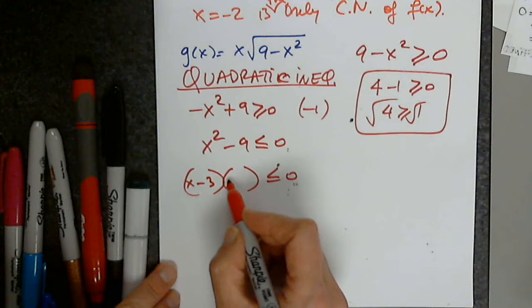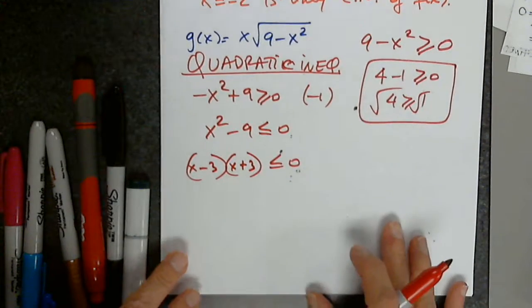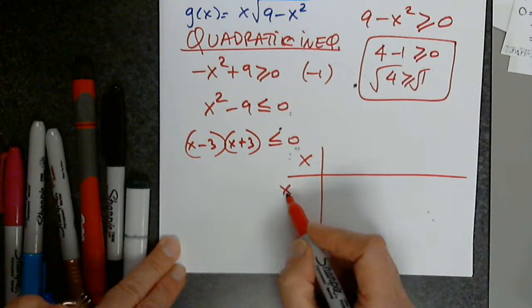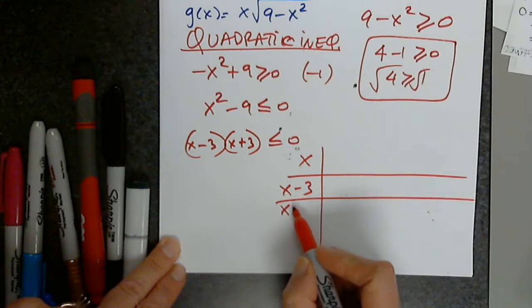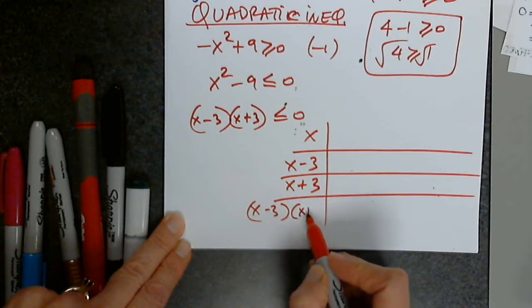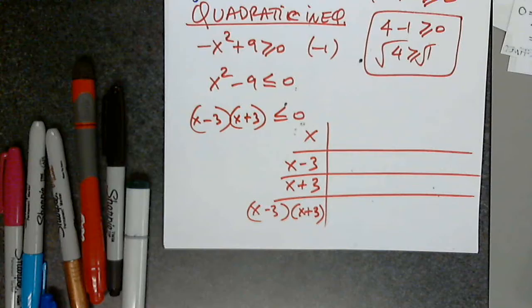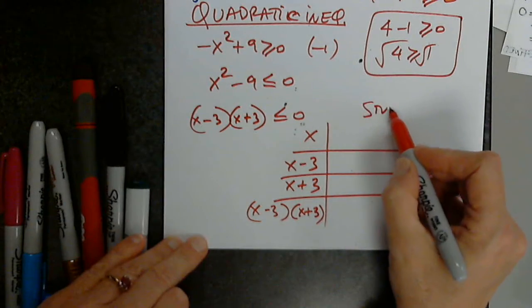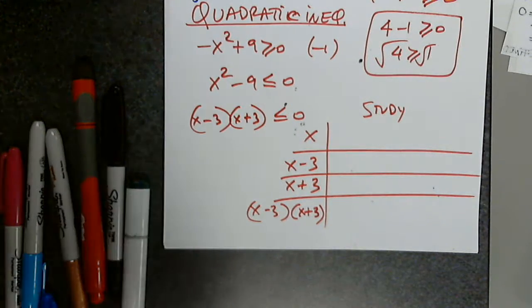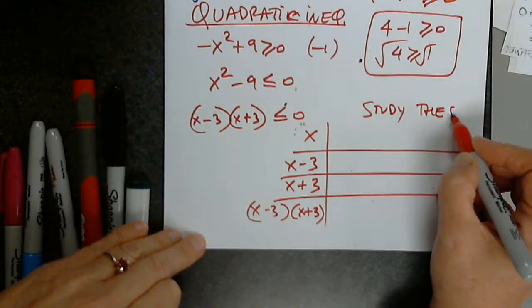Good. Very good. So now I have to study the sign. I have x minus 3. I have x plus 3. And I have x minus 3 times x plus 3. We're studying the sign of this expression, exactly what we did with the particle situation. We studied the sign of the velocity. Study the sign.